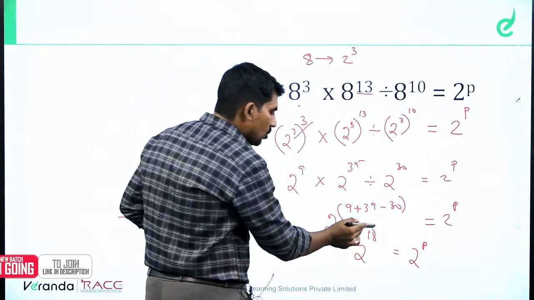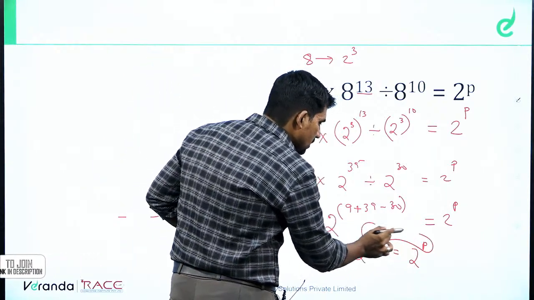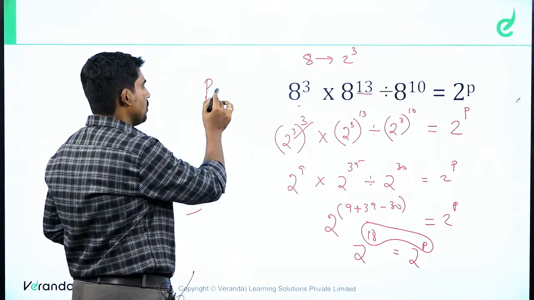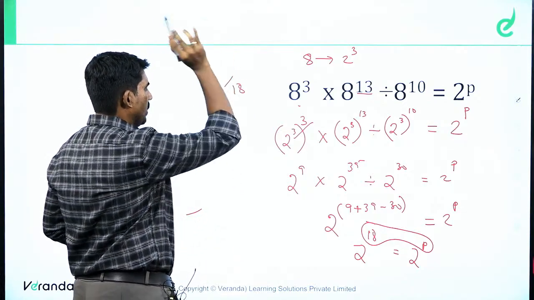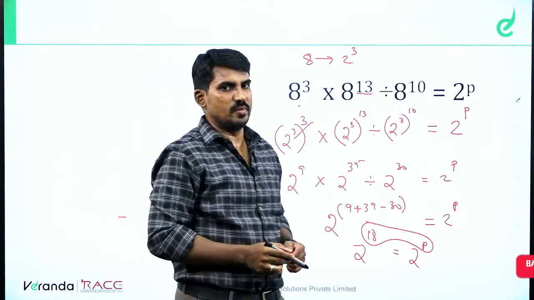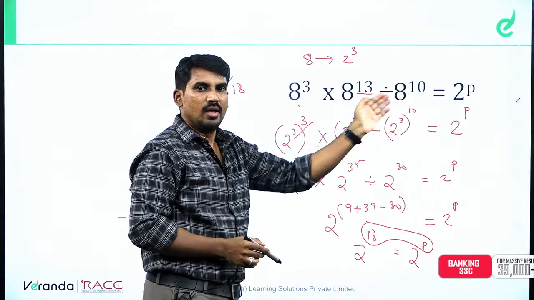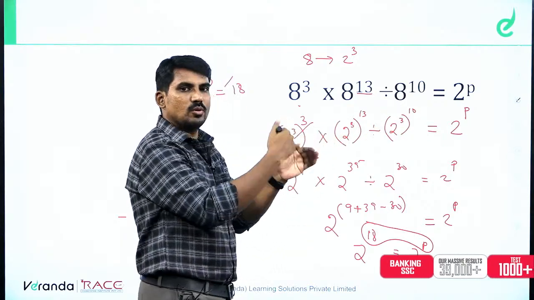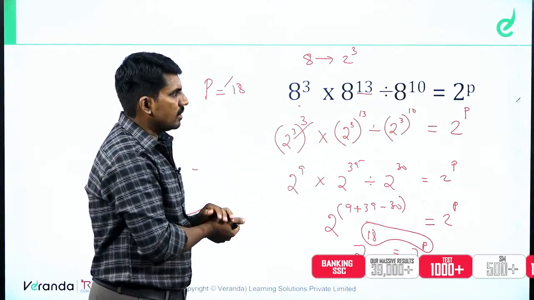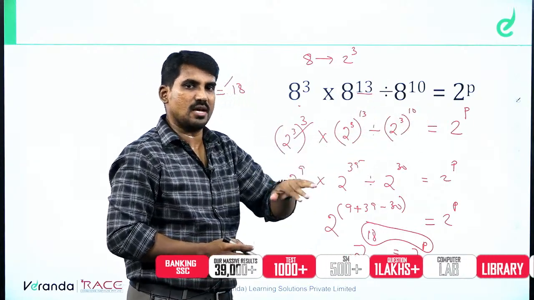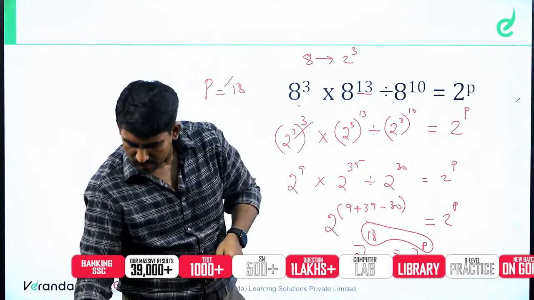Now what we can do? Base same, therefore we can equate the powers. Therefore we can say p is equal to 18. Click the answer 18. Right? This is the method. Even though different numbers are given, that side what is the number? We have to convert this number into that format. Like that only they will give the question. We have to set that. Then find, when bases are equal, we can equate the powers.